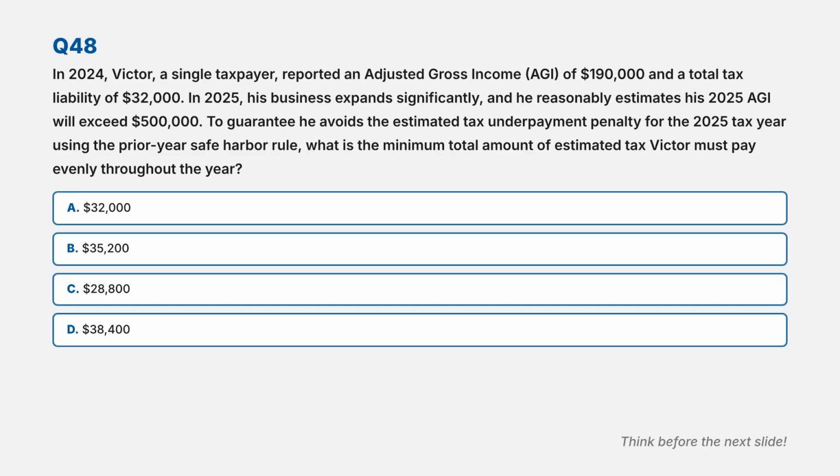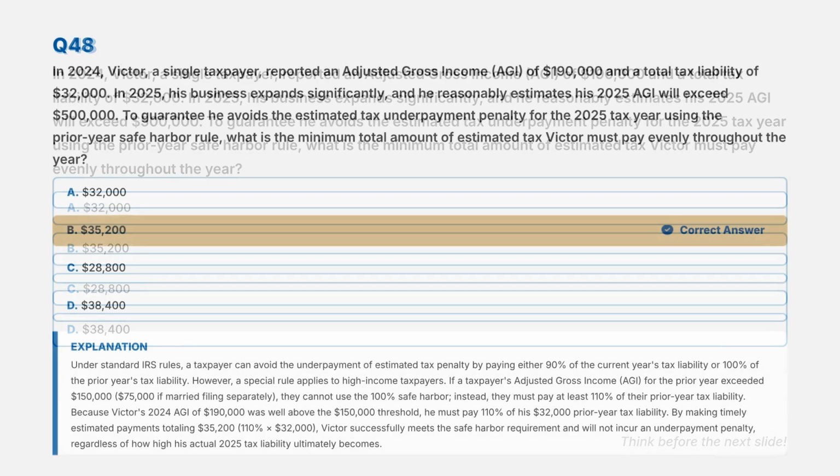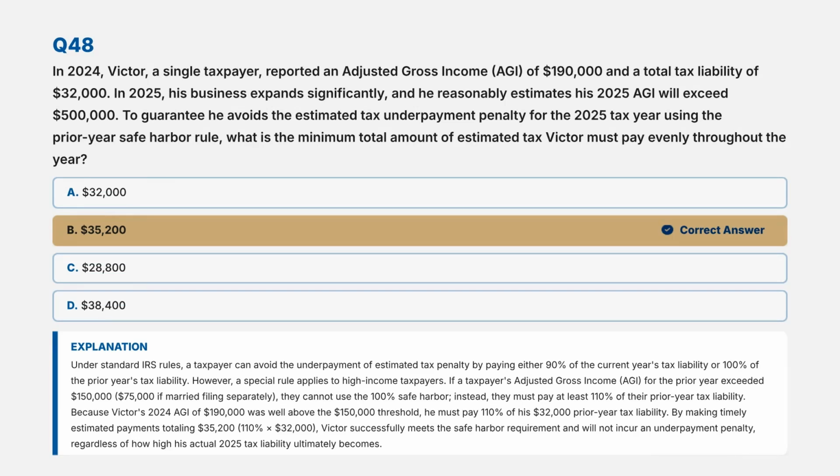A. $32,000, B. $35,200, C. $28,800, D. $38,400. The correct answer is B. $35,200. Under standard IRS rules, a taxpayer can avoid the underpayment of estimated tax penalty by paying either 90% of the current year's tax liability or 100% of the prior year's tax liability.